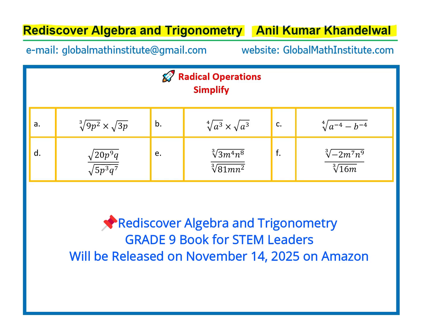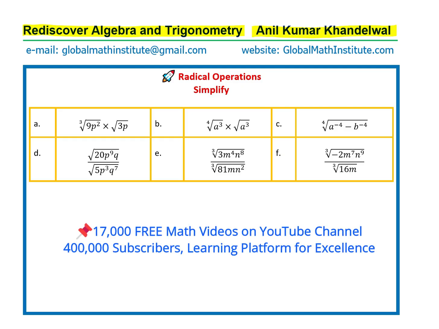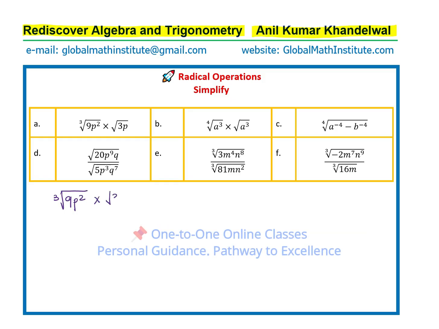Let us see how we work with radical operations. Some questions over here, out of these six, are very difficult. So let me begin with the difficult question, which is A, where we have cube root of 9p squared, and we are going to multiply this with square root of 3p.